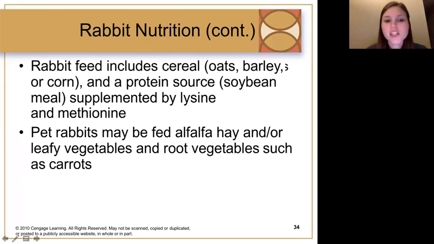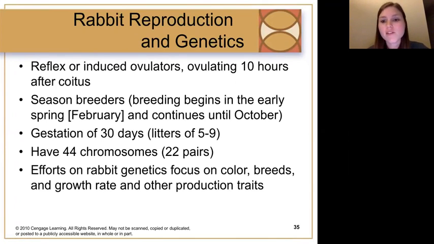As far as reproduction, rabbits are reflex or induced ovulators, and they will ovulate about 10 hours after coitus, which is a term for mating, basically. So induced ovulators, you have the cat, you have llamas and alpacas, and rabbits.